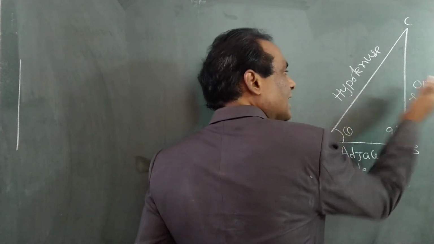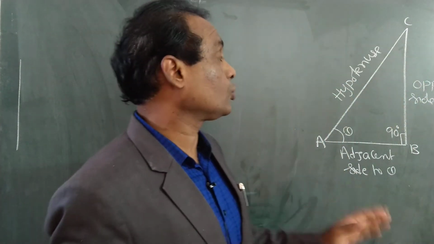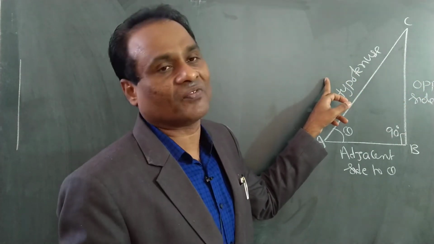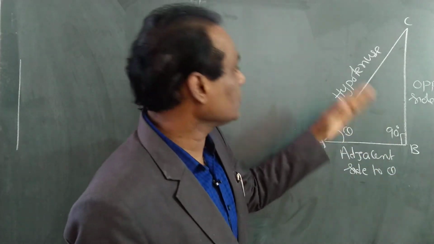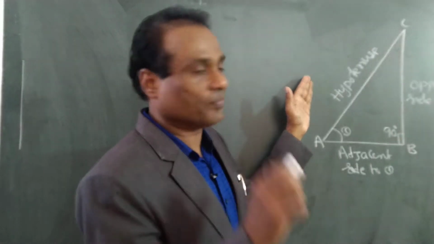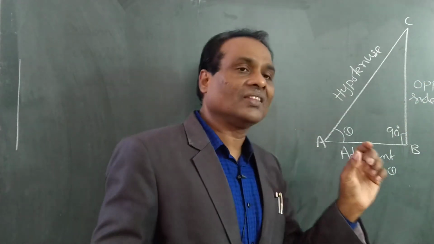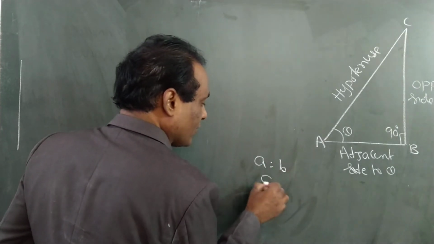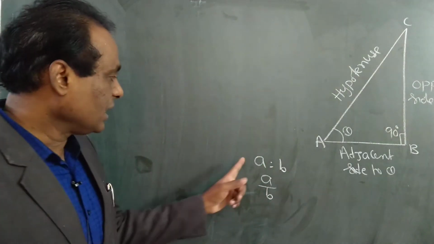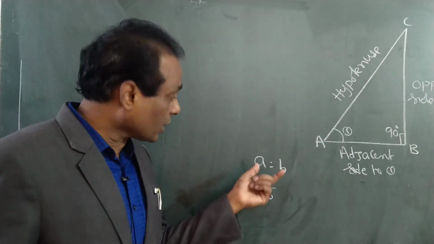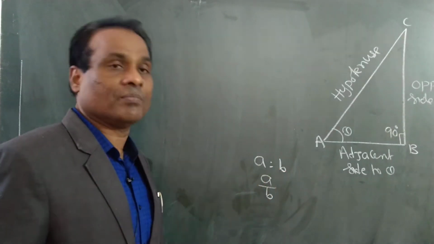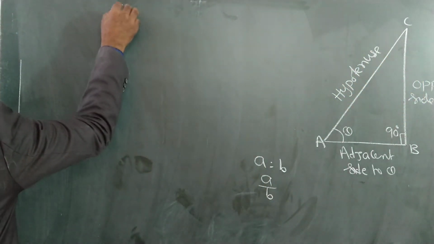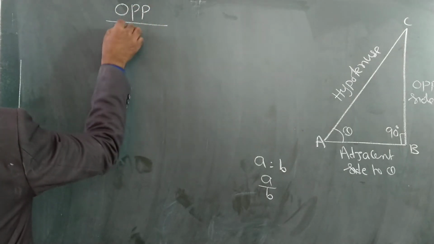We have names for the ratios of these two sides. Suppose the ratio of this side to this side, there is a name for that ratio. Similarly, for this side to this side, their ratio, there is one name. Ratio means we write A to B, or A by B. Similarly, this opposite side by hypotenuse. See here, opposite side by hypotenuse.